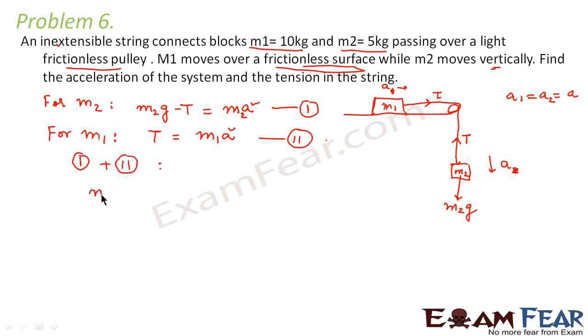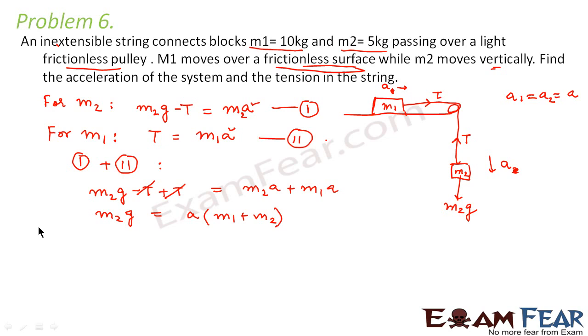So what do we get? On our left hand side we get m2g minus T plus T is equal to m2a plus m1a. So minus T plus T gets cancelled. So we get m2g is equal to a into (m1 plus m2).